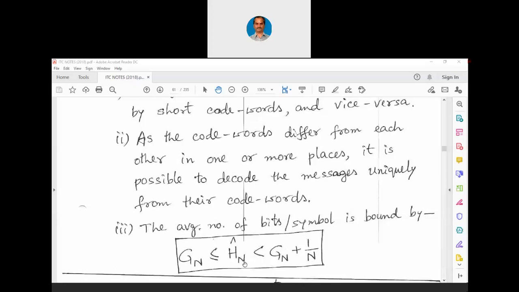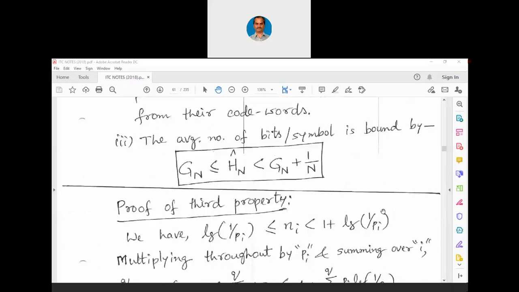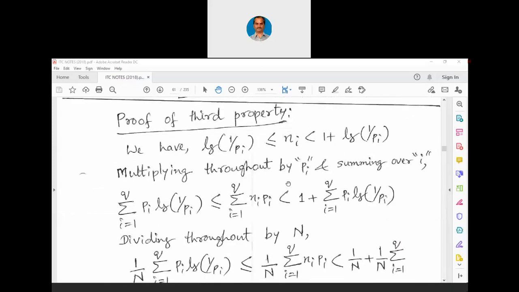Now, there is a proof for this. Here it simply indicates that the average number of bits per symbol is bound by either the information content of the sequence or the information content of the sequence plus 1 over n. So, this is the third property, and now there is a proof for this third property. Let us see the proof now.